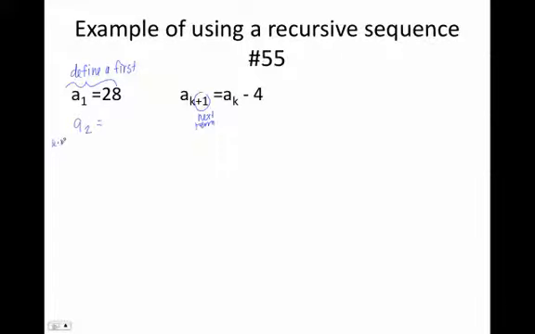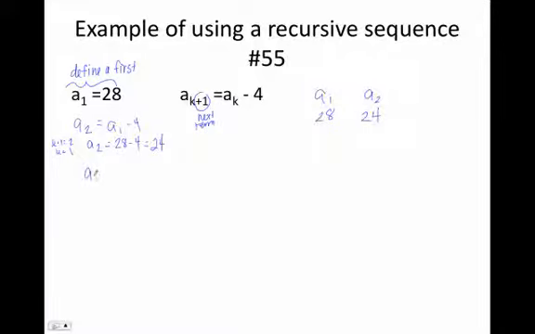So I'm going to be using 1. A sub 1 minus 4. And that's why we need a start, because now what I can do is take a sub 2, which is equal to 28 minus 4, which is equal to 24. So now I have my a sub 1, that was my start, it's 28. A sub 2 would have to be 24.